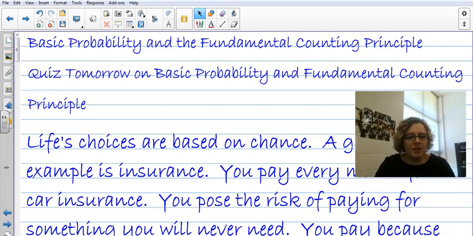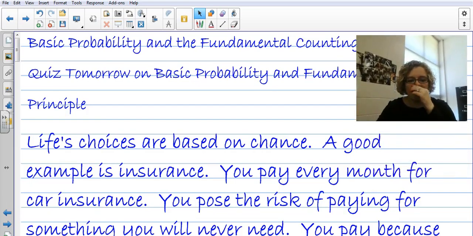Okay, today we're going to be talking about basic probability and the fundamental counting principle. And just so you know, you're going to have a quiz, not tomorrow, but on Wednesday, on basic probability and the fundamental counting principle. So, today we're going to be talking about chances.